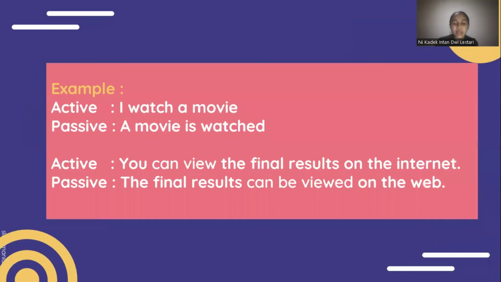So the examples for the active sentence is I watch a movie. For the passive, a movie is watched. And then the second example, for the active, you can view the final results on the internet. And passive, the final results can be viewed on the web.